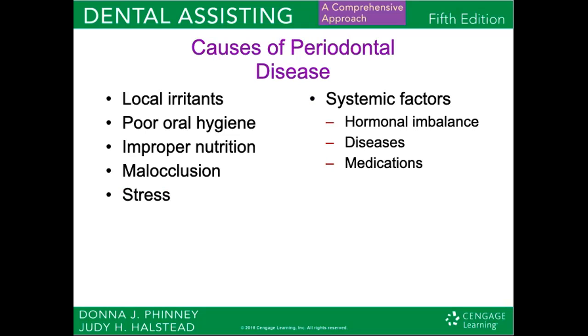Improper nutrition leads to bad health overall, and tissues can carry the disease. Malocclusion is improper tooth alignment or improper bite. When this is the case, food and debris is not easily removed and can actually exacerbate or make the problem worse. Stress can lead to grinding of the teeth. Systemic factors include anything from hormonal imbalance to other hereditary predispositions, such as certain diseases and medications that need to be taken because of those diseases.